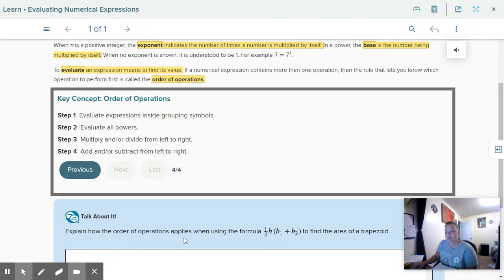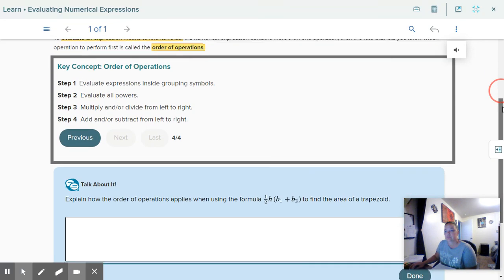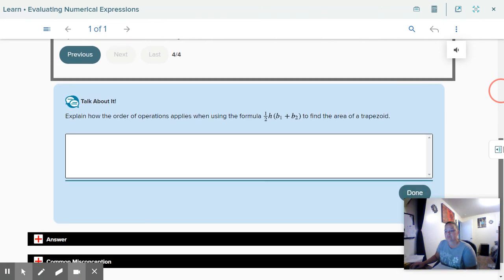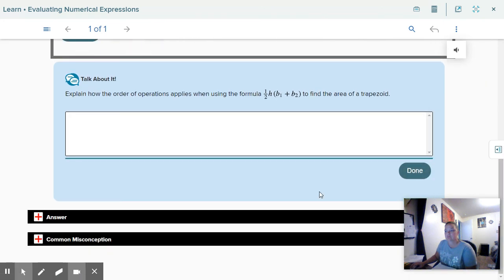Explain how the order of operations applies when using the formula 1/2 h times the quantity base 1 plus base 2 to find the area of a trapezoid. So in your own words, explain what you do first with the order of operations to find the solution to that. And when you're done, make sure it's in your notes so we can talk about it during our class meeting.